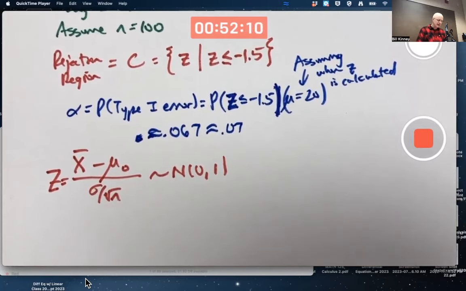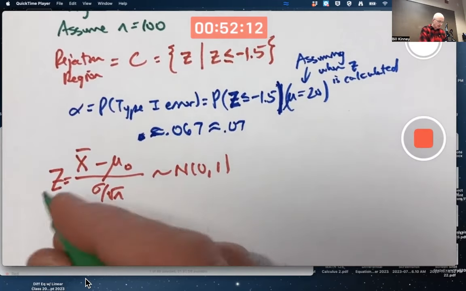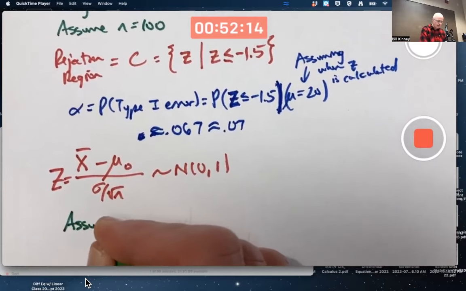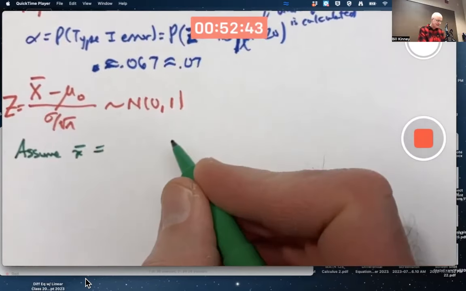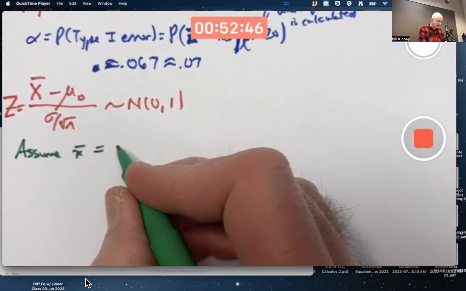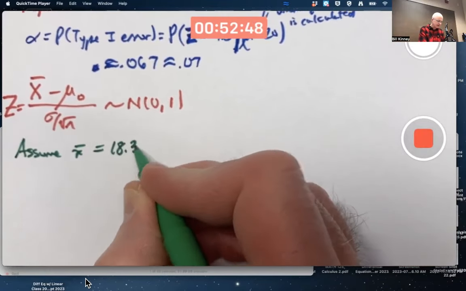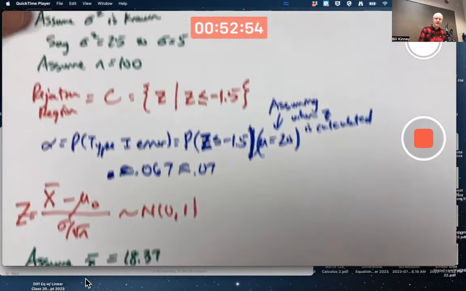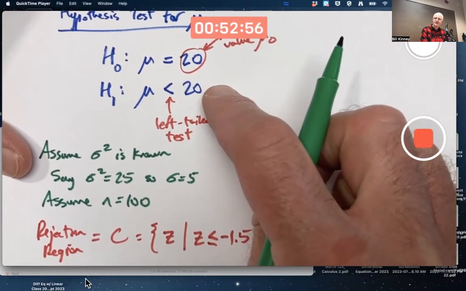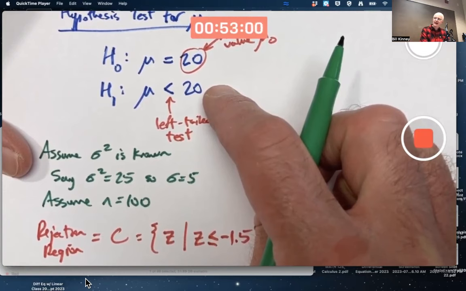So now let's compute an observed value. Assume we've got a value of little x bar. What is it? Let me just make something up: 18.37. 18.37 is less than 20. Are we going to reject the null? Without actually doing a calculation to convert this to Z, you don't know.